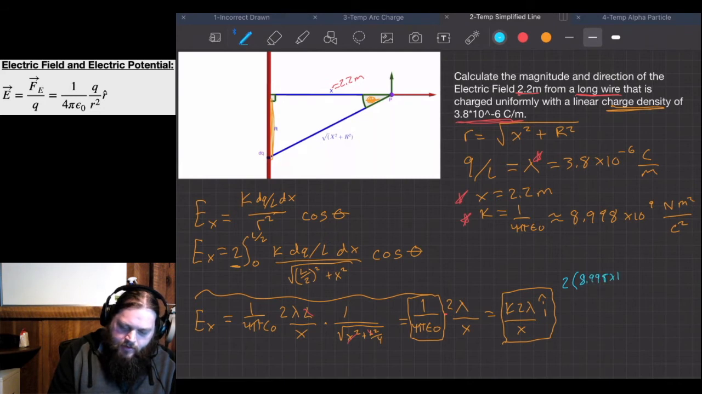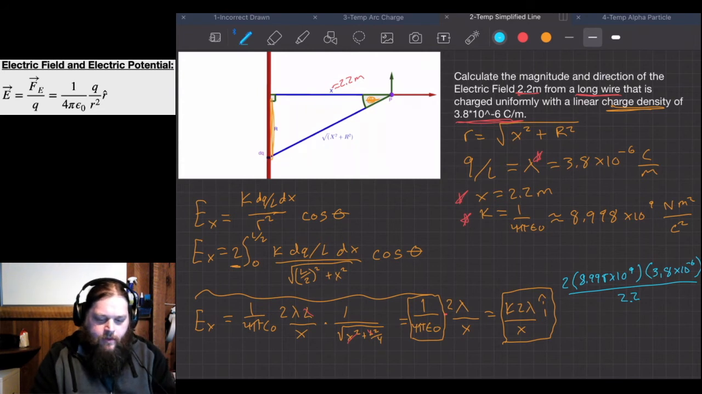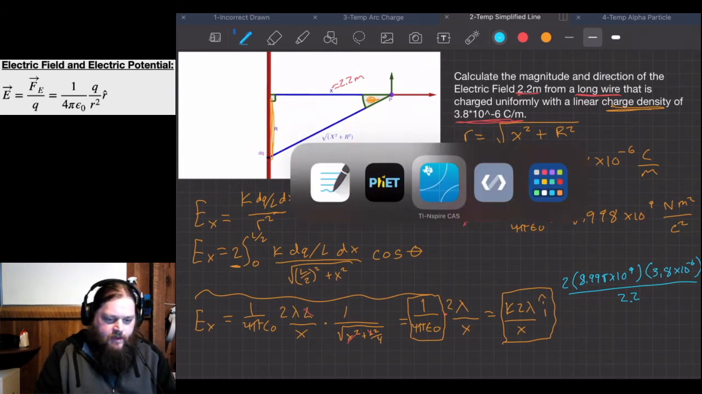8.998 times 10 to the 9th. I'm going to leave units out for now because I'm running a little bit short on space. Times our lambda, which is 3.8 times 10 to the negative 6. Those are coulomb meters. Divide by our value for x, which is 2.2. And if we do that, switch over to my calculator.